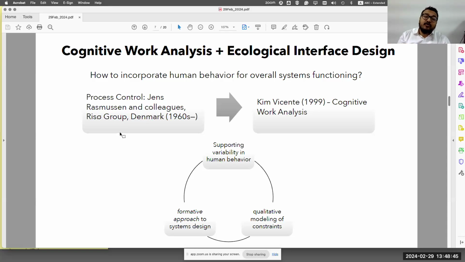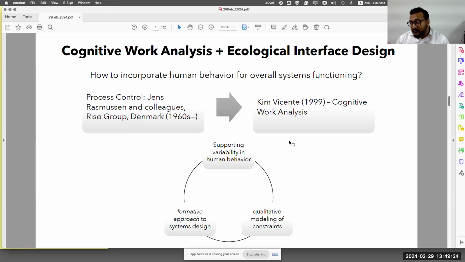So the ideas started to come out of this group in the 1960s, later became more generalized, and after the 1990s it became much more widespread, much more wide open, with the emphasis on ecological interface design. And today it's being used in a lot of different complex sectors, right? So the key ideas include supporting human variability in behavior, understanding the constraints qualitatively, and taking very much a formative and synthetic approach towards design.